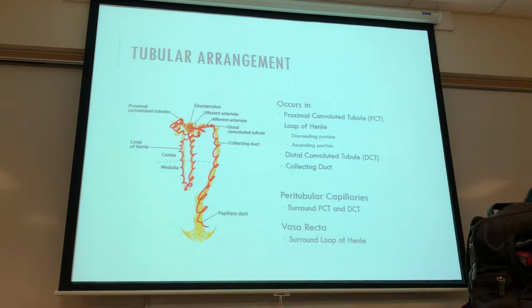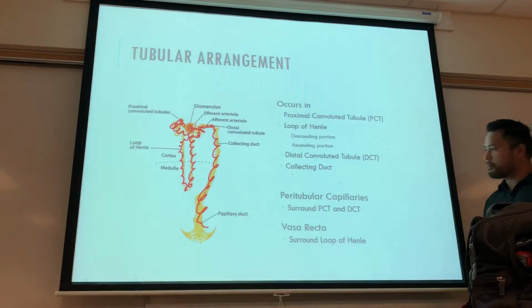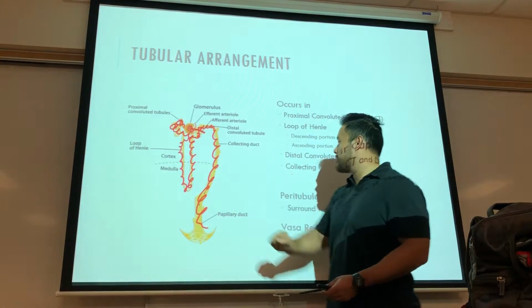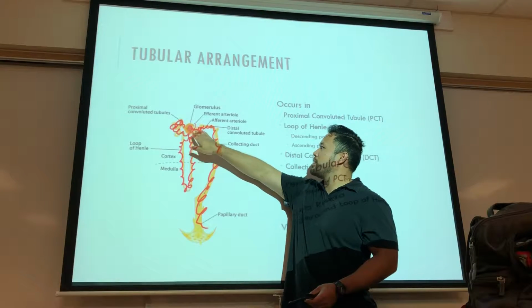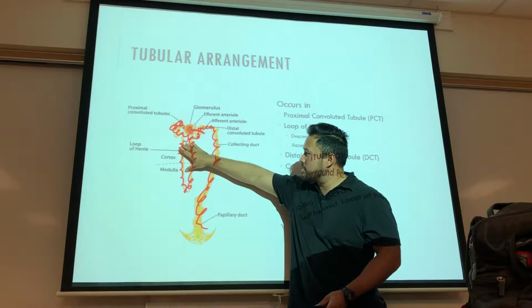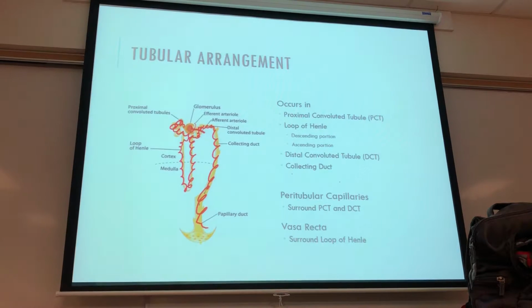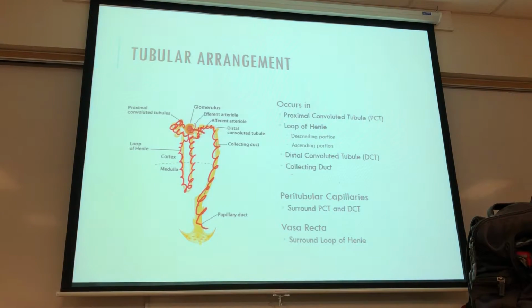Now, the difference between the paratubular capillaries and the vasa recta is really just the nomenclature. Paratubular capillaries represent the capillaries surrounding the entire nephron, namely the PCT and the DCT. The vasa recta is the capillaries surrounding the loop of Henle. Again, just a naming convention. There's a little bit of an anatomical difference, but that's really a moot point.